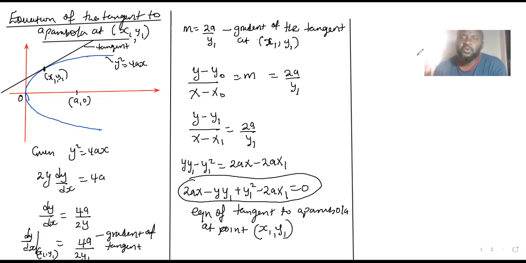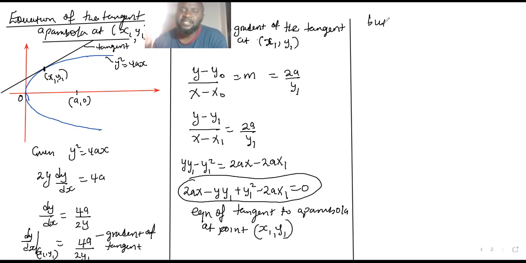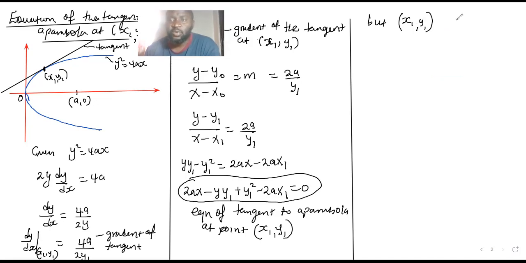Also, you should recall that (x1, y1), the point where the tangent touches, also lies on the parabola. So if it lies on the parabola, this is what is expected: y1 squared is 4ax1. So I can substitute for either y1 or for x1.